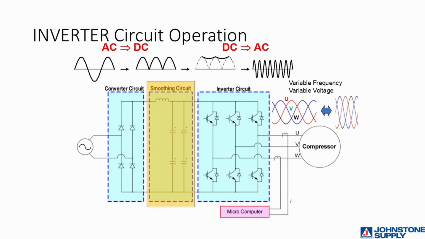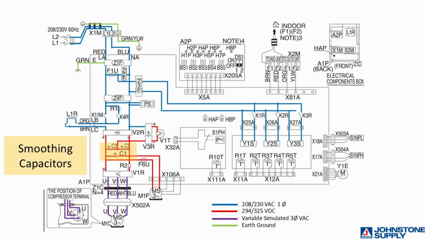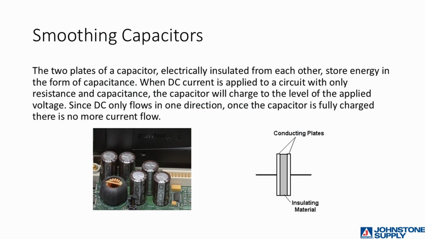Next in line for the power is the smoothing circuit. When the system changes the incoming AC power to DC power, because it alternates 60 times a second, there is a pulse in the DC voltage. The smoothing circuit is a series of smoothing capacitors that store voltage and discharge when there is a lull in the DC voltage, thus creating a smoother voltage entering the inverter section.